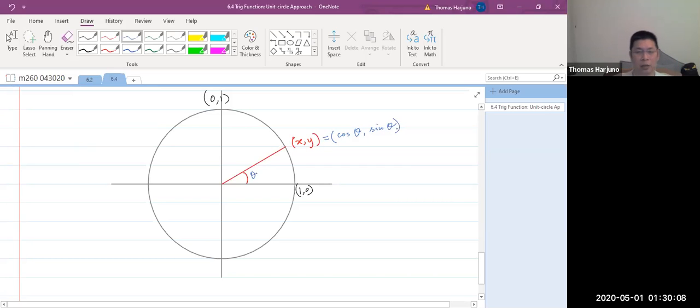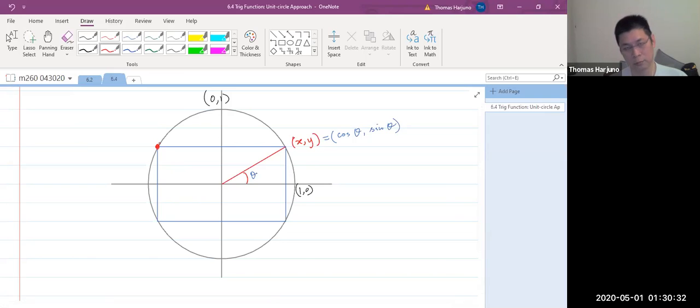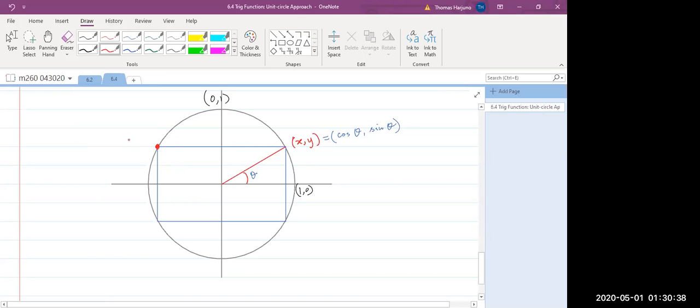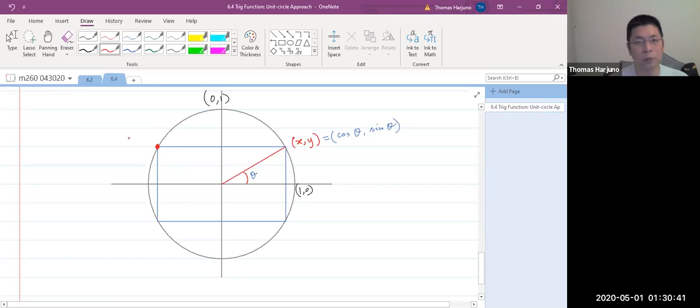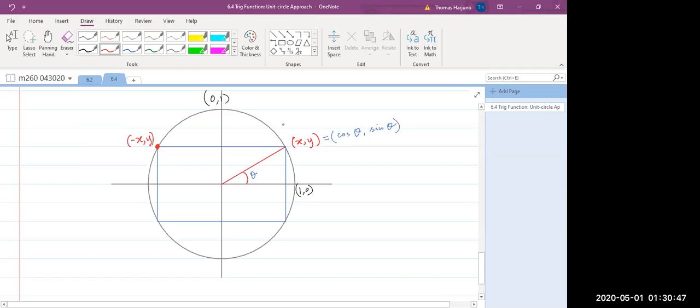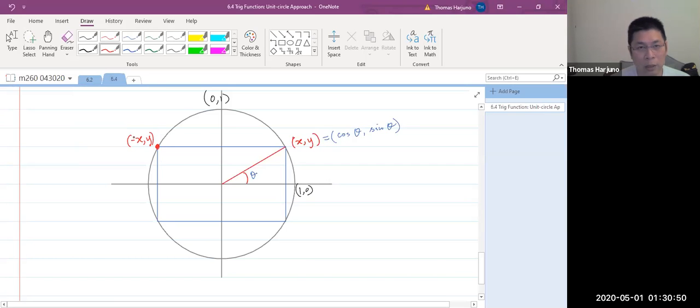Now, here's the thing. Consider the following rectangle. Now, can you tell me what is the coordinate here in terms of x, y? It's going to be negative cosine theta, sine theta. In terms of x, y, it will be negative x comma y. Right? The same y as that one, but opposite x.